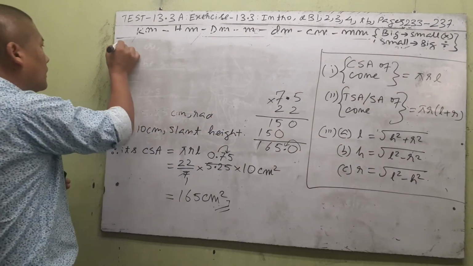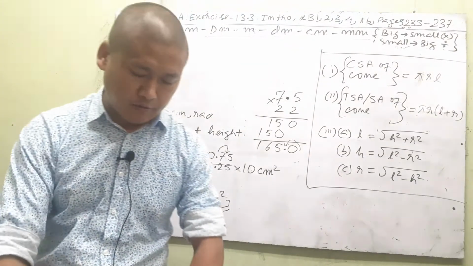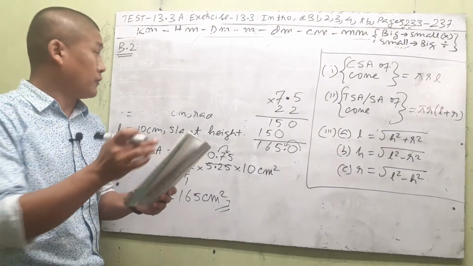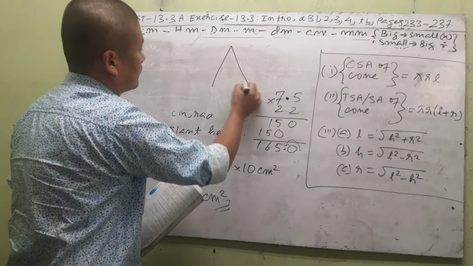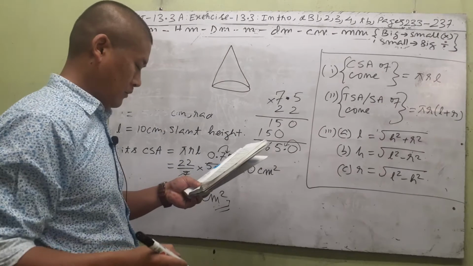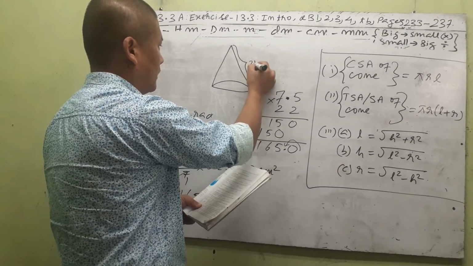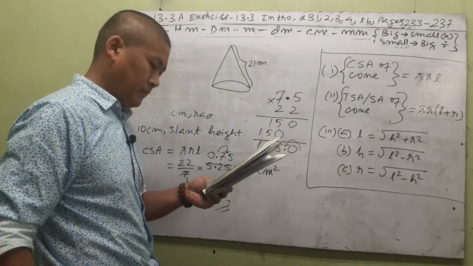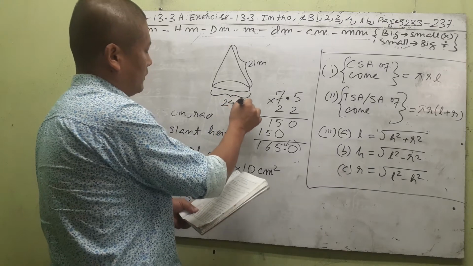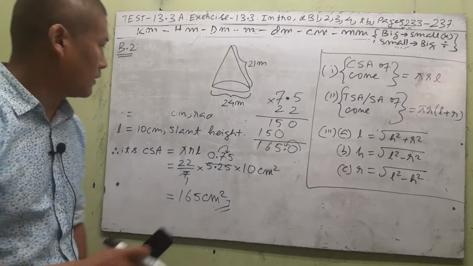So here, B2. Find the total surface area of cone if slant height is 21, diameter is 24. So let's draw the cone. Slant height is 21, so from here to here, 21 meter. Diameter is 24, from here to here now is 24 meter. We have to find the total surface area.